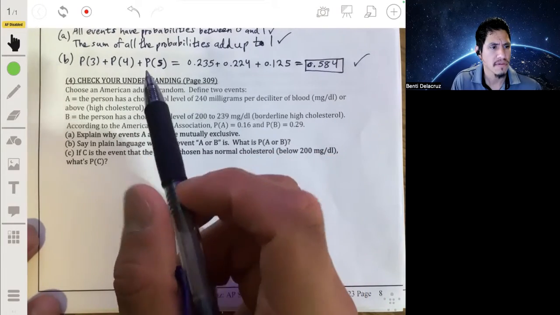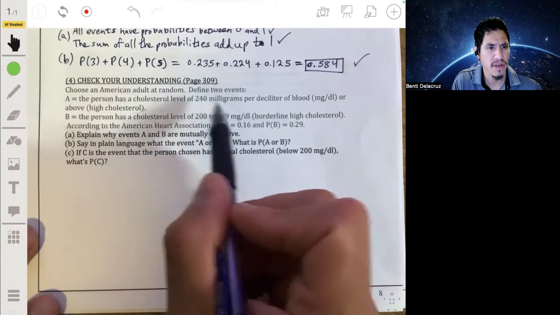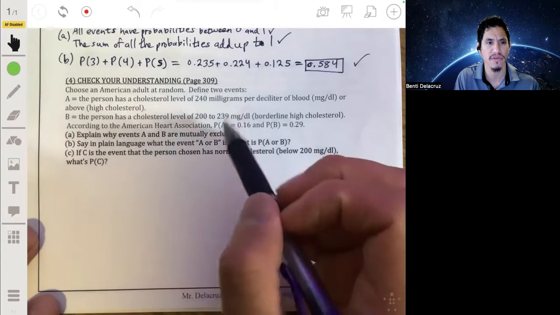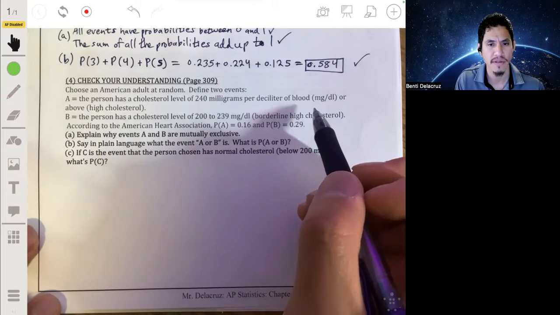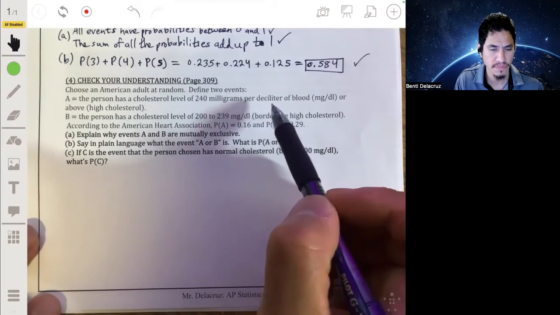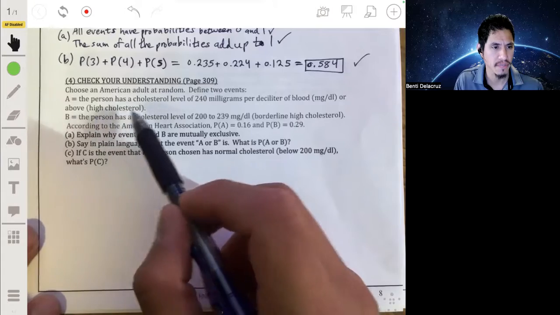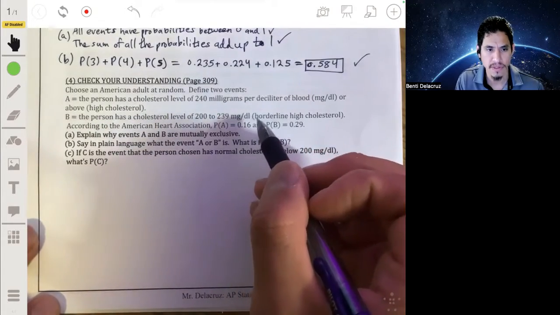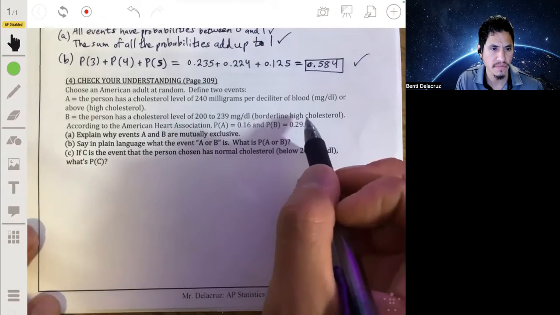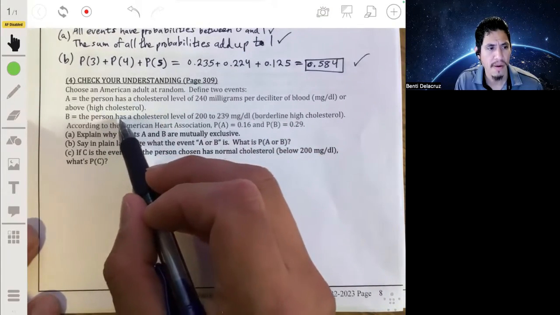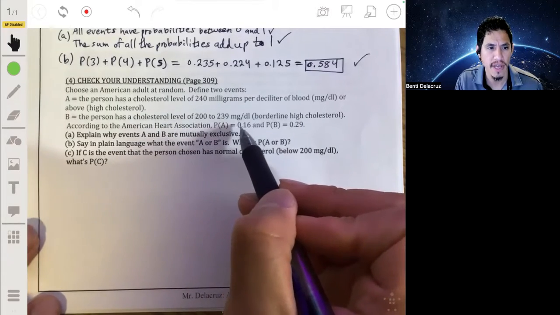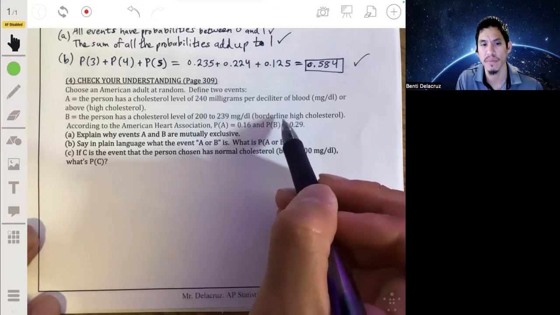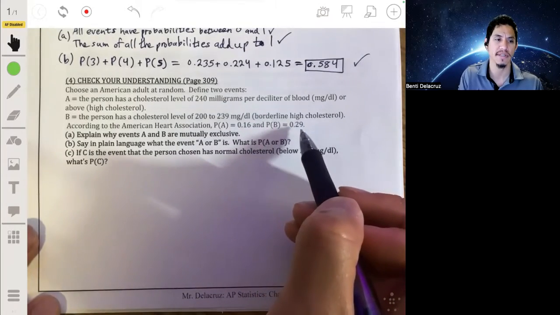Okay, let's say we choose an American adult at random, and we have 2 events. Event A is that the person has a cholesterol level of 240 milligrams per deciliter of blood or above, so they have high cholesterol. And B is that the person has a cholesterol of 200 to 239 milligrams per deciliter of blood, so they have borderline high cholesterol. According to the American Heart Association, the probability of A is 0.16, and the probability of B is 0.29.